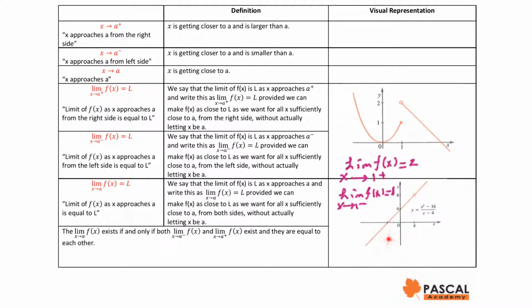Let's look at the next example. When x approaches 4, either from right side or left side, f of x approaches 8. Therefore, limit of f of x as x approaches 4 is 8.